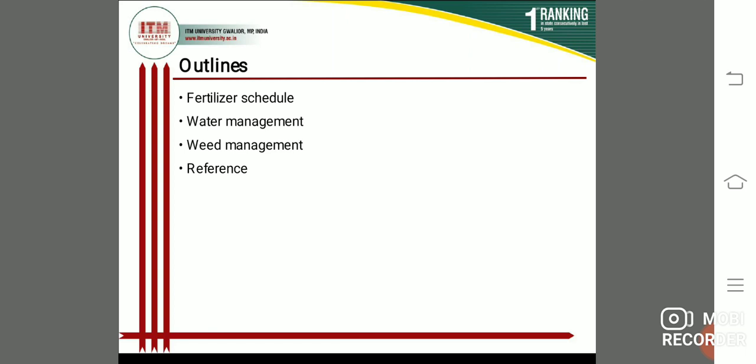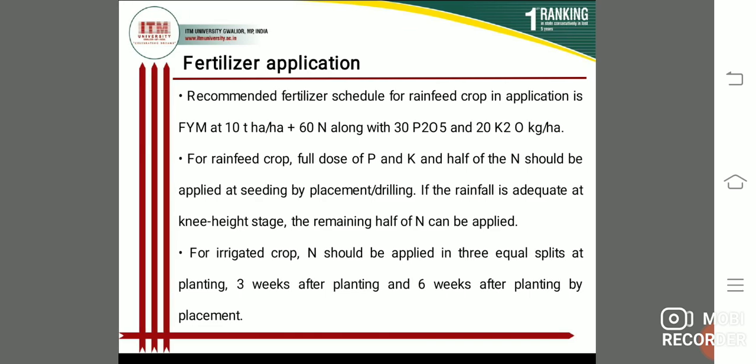The schedule recommended for approved rainfed pearl millet cultivars in Andhra Pradesh is 60 kg nitrogen in 2 splits, basal and at 30 days, and 30 kg P2O5 and 20 kg K2O per hectare, in addition to 10 tons per hectare of FYM. So students, this is fertilizer application. Students, the recommended fertilizer schedule for rainfed crop is FYM at 10 tons per hectare and 60 kg nitrogen along with 30 kg P2O5 and 20 kg K2O per hectare.